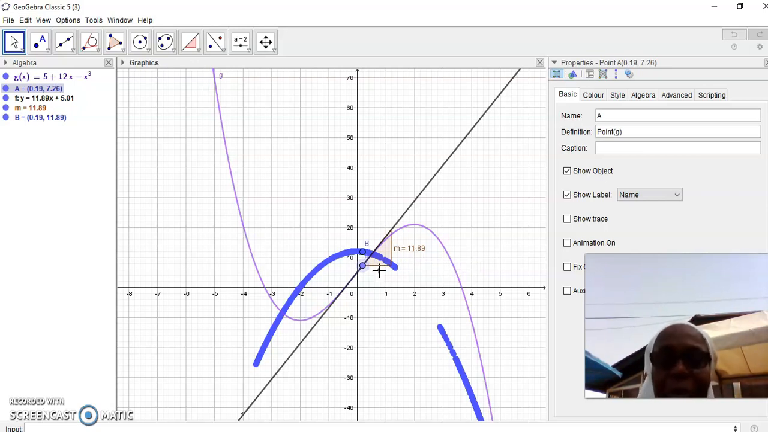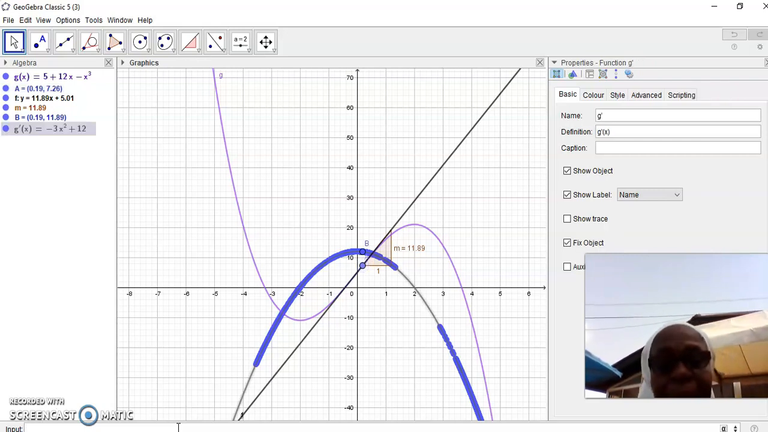To find out if truly my trace is the derivative of the cubic function, I go into my input bar and type the derivative of G. Once I type G prime, that is derivative of G, GeoGebra understands what I am saying, that I should find the derivative of G. And if the shape I get lies directly on my trace, then it means my trace and derivative mean the same thing.